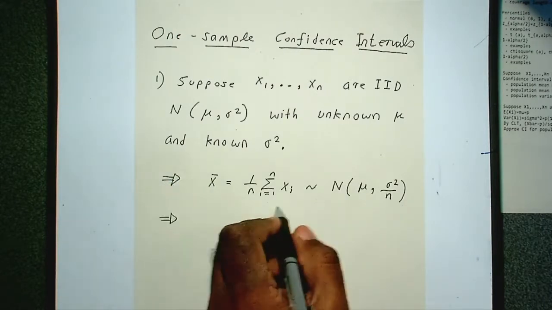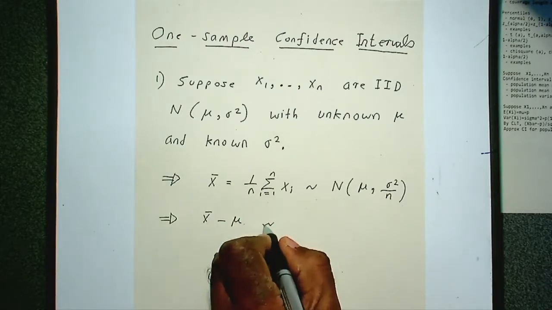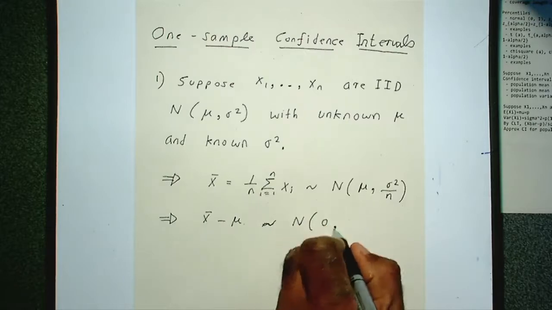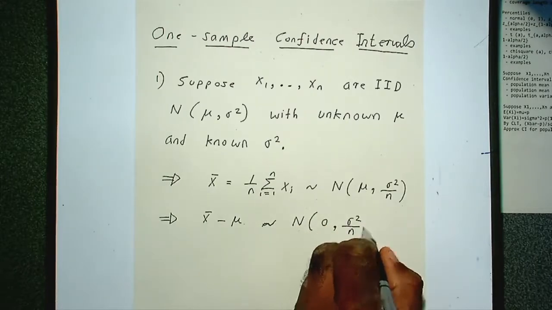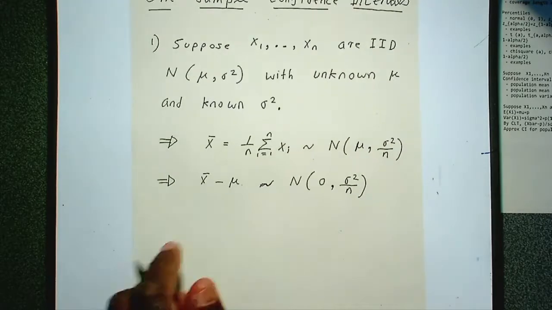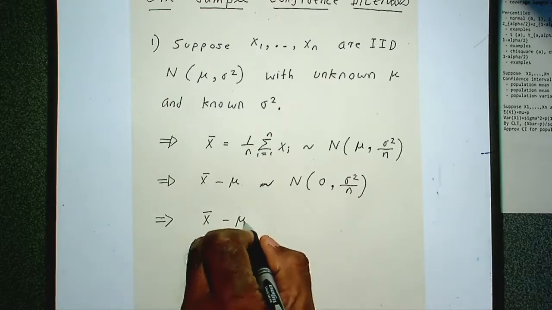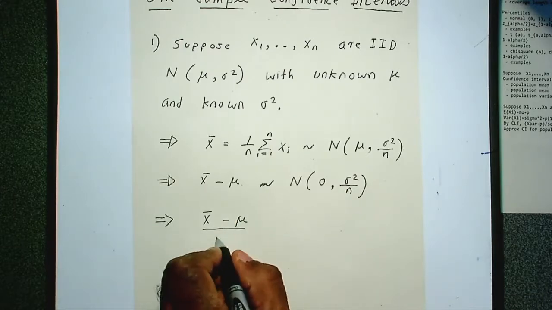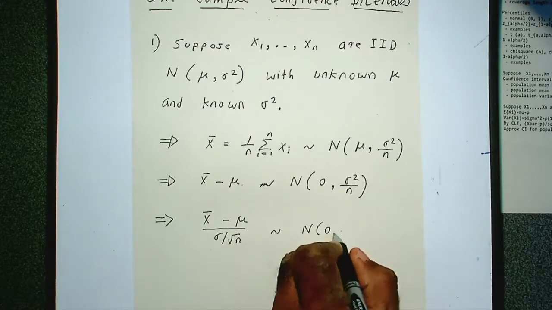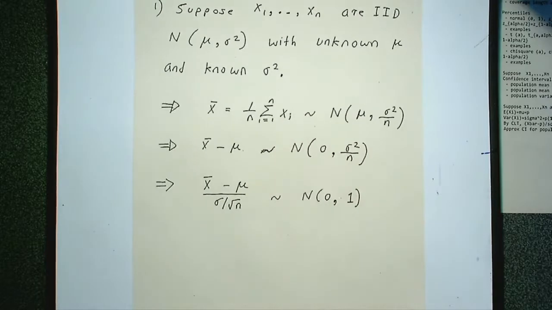This implies that x bar minus mu will have the normal distribution with zero mean and variance this. And this implies that x bar minus mu divided by sigma by root of n will have the standard normal distribution. You follow me so far?